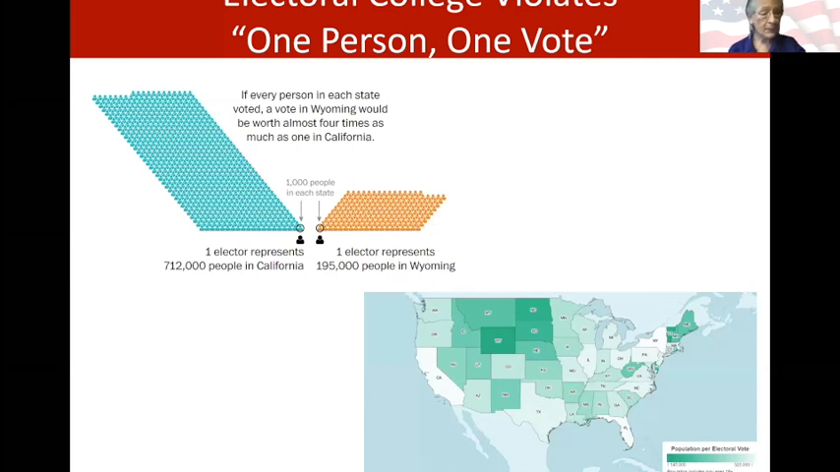Is this fair? As this map shows, the lighter the color, the weaker our voice is to our House members and to the elector who represents our vote for president.